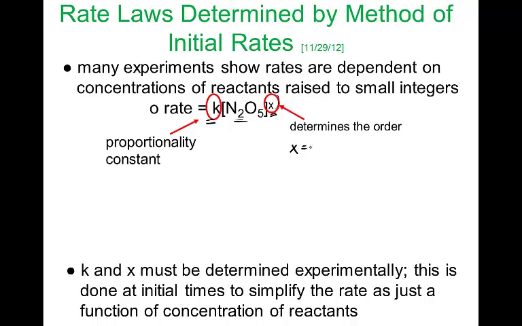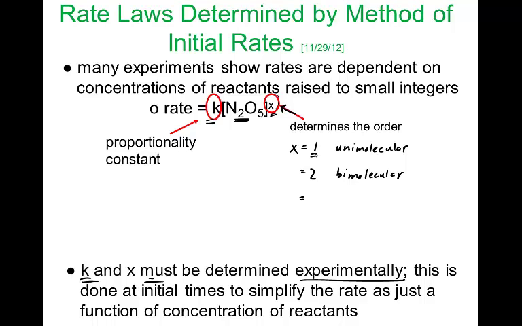When x equals 1, it's called unimolecular. And again, these can only be determined experimentally. You can't tell from looking at the balanced reaction. When x equals 2, it's called bimolecular. And what this integer, the exponent, does is it tells you something about N2O5 and how these molecules are reacting, or how exactly it's breaking apart.